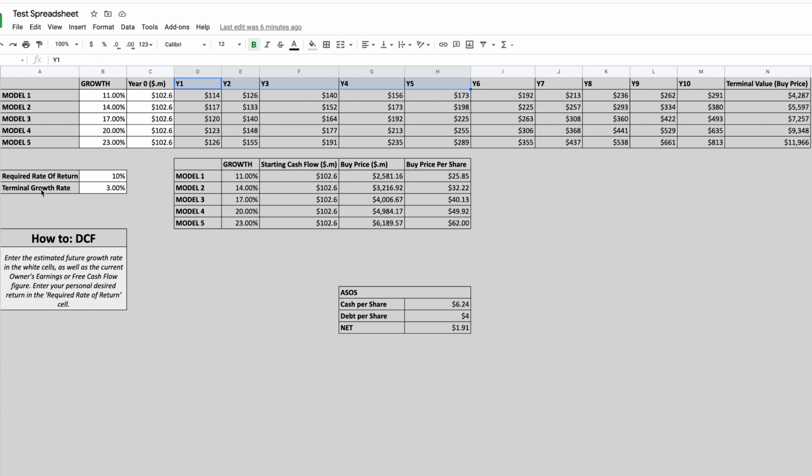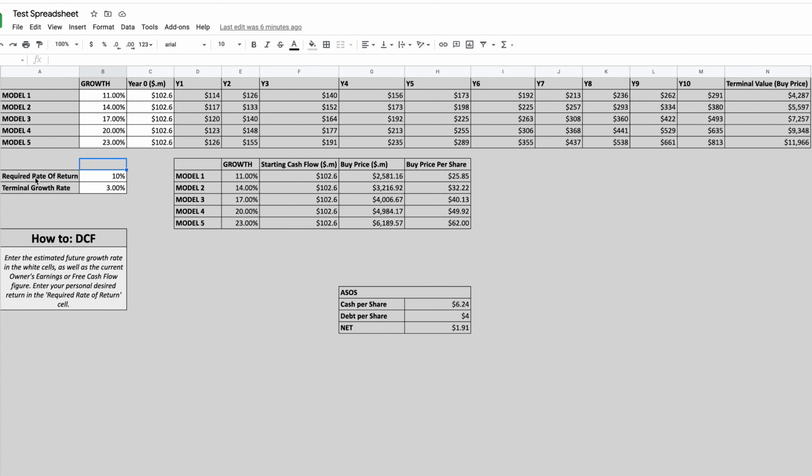I'm then using a terminal growth rate of 3%. That basically means that for my terminal value calculation at the end, I'm assuming that after the 10th year, let's just assume we're using model 1. I use a range of models here, so we get a range of intrinsic value, but assuming we're looking at model 1 here, I'm expecting 11% per year growth for the first 10 years. And then after the 10th year, they will assume that terminal growth rate, which is a 3% rate.